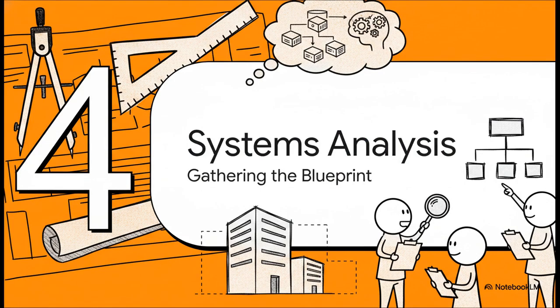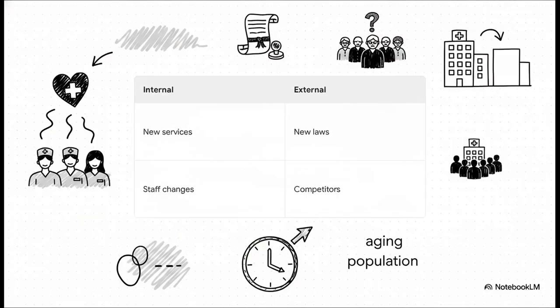All right, Section 4, Systems Analysis and Data, Gathering the Blueprint. During this phase, the project team essentially acts like master architects trying to gather detailed functional requirements. To predict the future environment for this brand new system, teams do what's called environmental scanning, and they break their findings down into internal versus external factors.